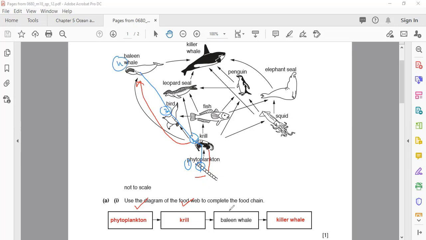No, because they already said that third place is for baleen whale. So you have to choose a chain in which this comes at number 3. So that is 1, 2, and 3. And after that, what do you have? Killer whale, this one. Easy or difficult? Easy.